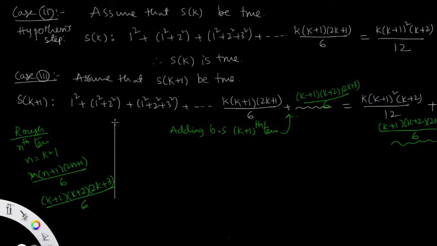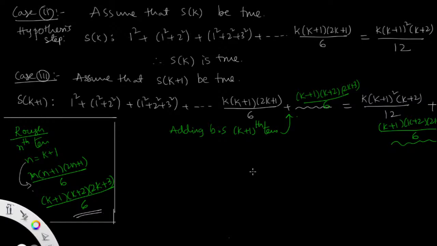How to get the (k plus 1)th term means take the rough part, that is put n equal to k plus 1 in the series. So n equal to k plus 1. The nth term is what? N into (n plus 1) into (2n plus 1) by 6. Put n equal to k plus 1. Then the value we get has to be written on both sides. Then the total series goes up to k plus 1 terms. So therefore, this value is by adding (k plus 1) into (k plus 2) into (2k plus 3) divided by 6.